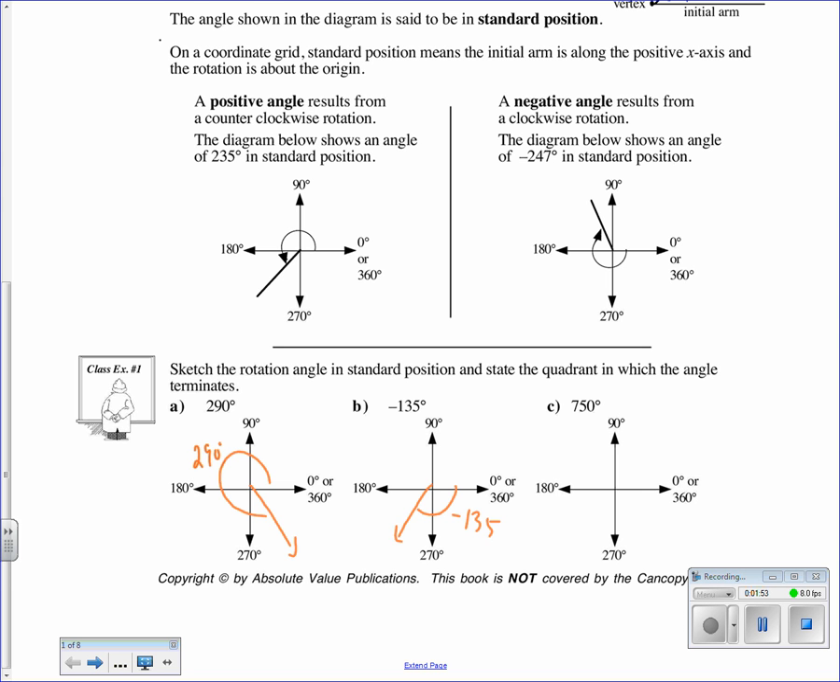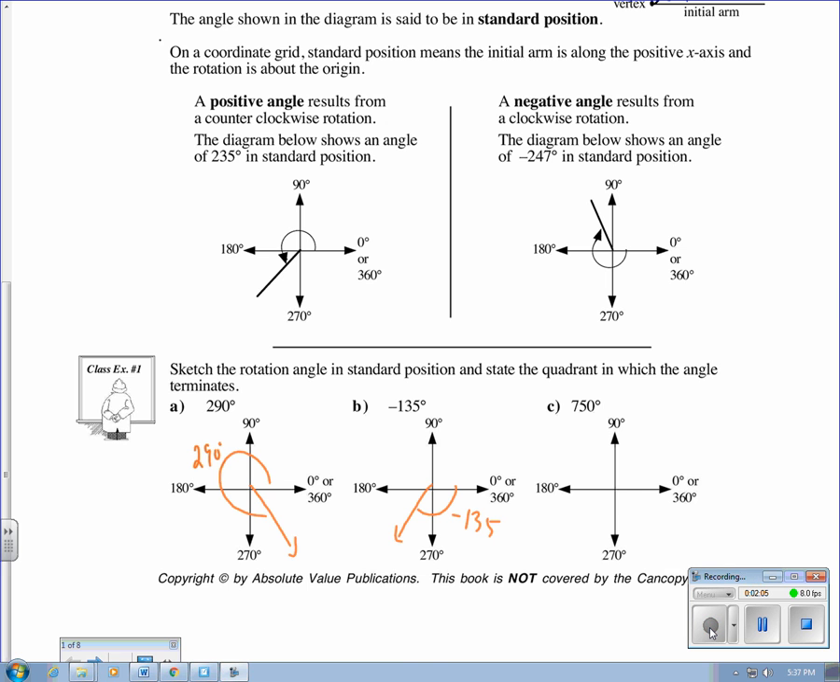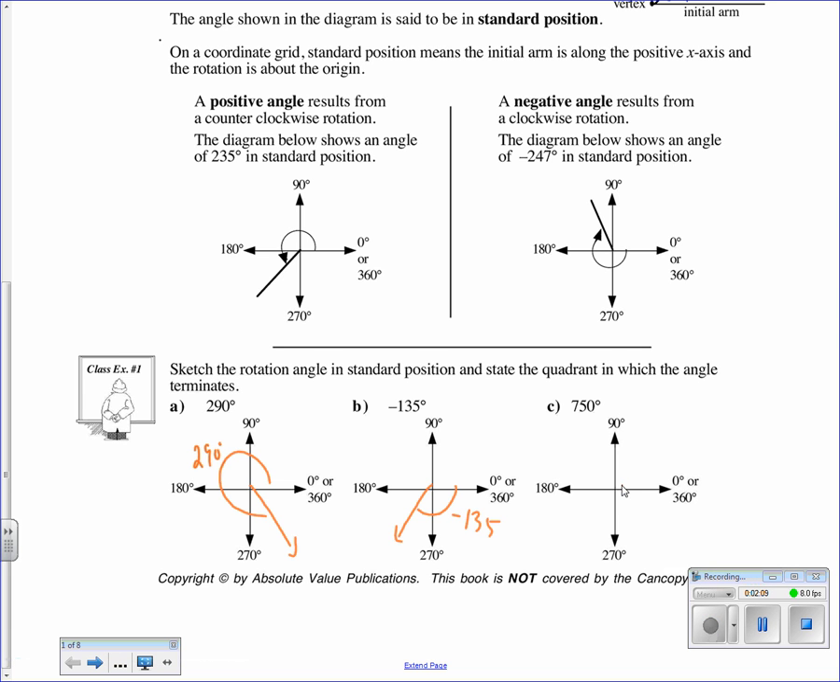And 750, what does 750 mean? 750 means you have to rotate positively, but you have to go around the circle a couple times. So let's do that. 750 means 2 complete circles. 1, 2, and then just a little bit more to be my rotation. That means my angle ends there, and that should be a 30-degree angle.